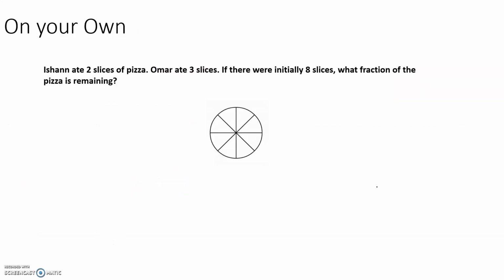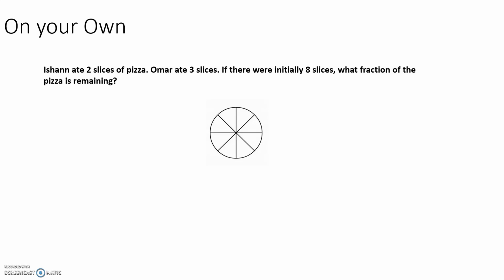All right, go ahead and try this one on your own. Pause the video and resume once you give it a shot. All right, so welcome back. So the problem is Ishan ate two slices of pizza. Omar ate 3 slices. If there were initially 8 slices, what fraction of the pizza is remaining? So this is a 2-step problem. It's going to require me to do both addition and subtraction of fractions.